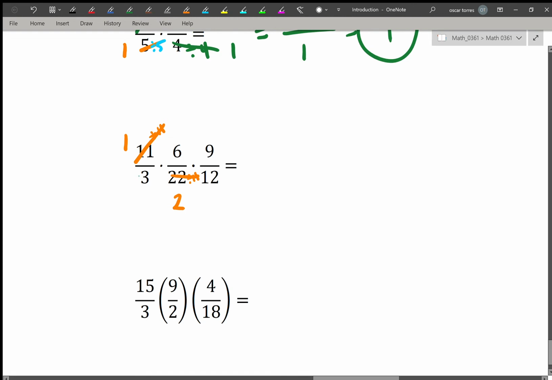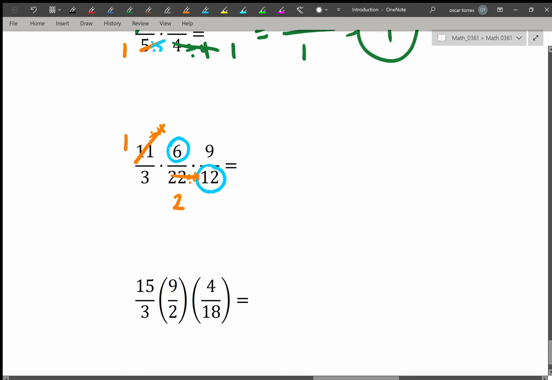So now we can go through the remaining numbers, and it almost doesn't matter which order you do them in. You can simplify the 6 either with the 3 in this case or with the 12. But we're only going to choose one of those pairs. We're not going to use the 6 multiple times. So just for this example, I would choose the 6 and the 12.